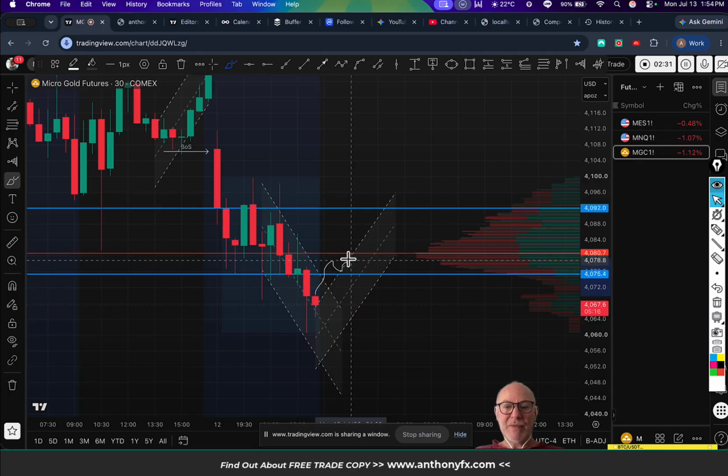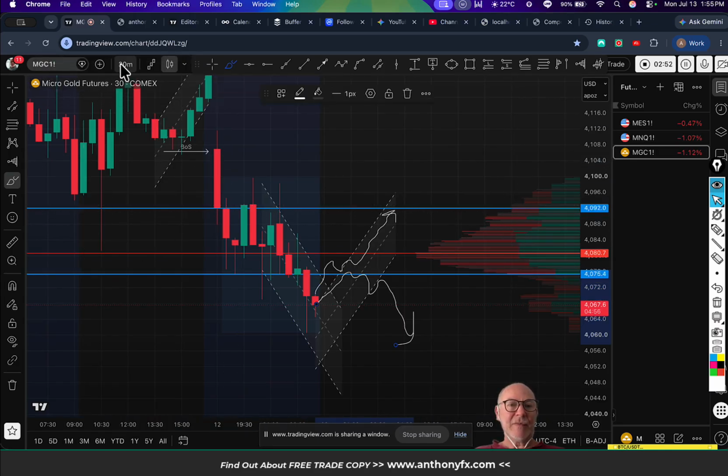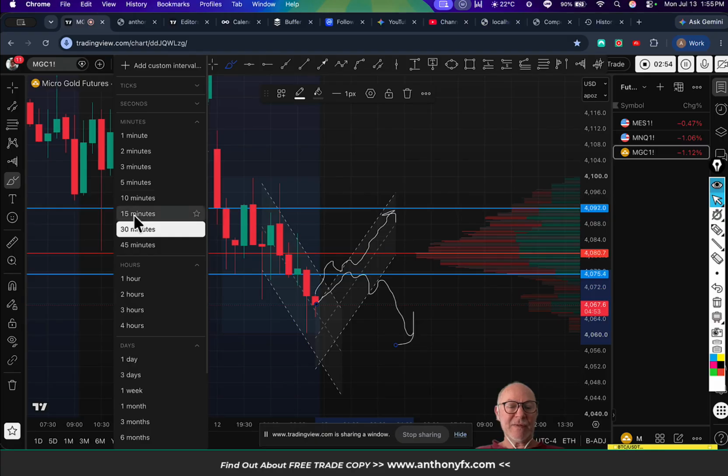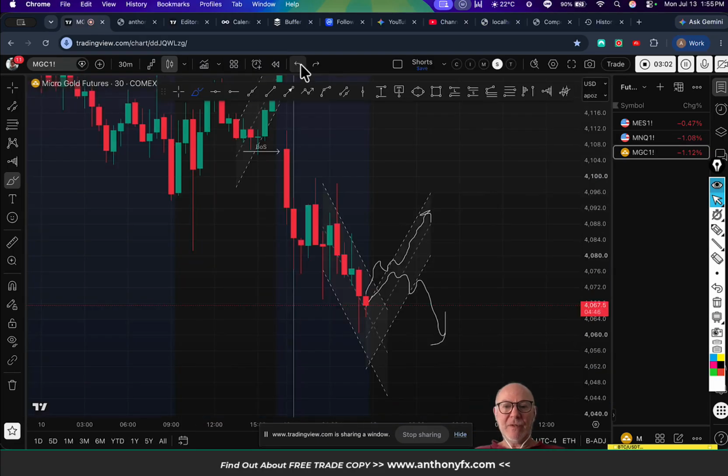If it does, then I'm going to be looking to target that area here. If it fails to hold through value and then we break under here, all right, this is important. These two blue lines, you can go to a 15-minute. Now this is really specific, so let's just do that, okay? 15-minute time frame. You've got to have a plan.